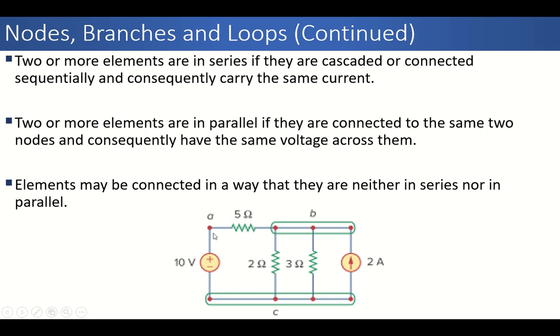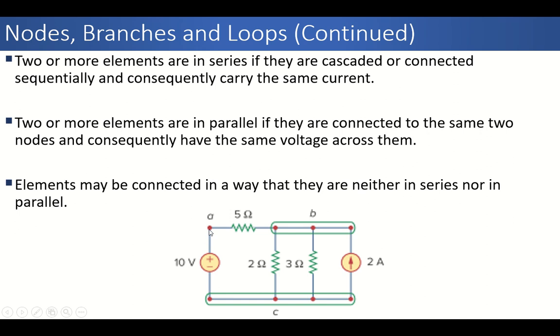So obviously, C is the same point, but there is a deviation of the current. If current is flowing from this point, imagine that when it reaches here, obviously some part of the current will flow here, and the remaining will flow here. So it means that there is a current deviation. So if there is a current deviation between the two elements, then they will never be in series.